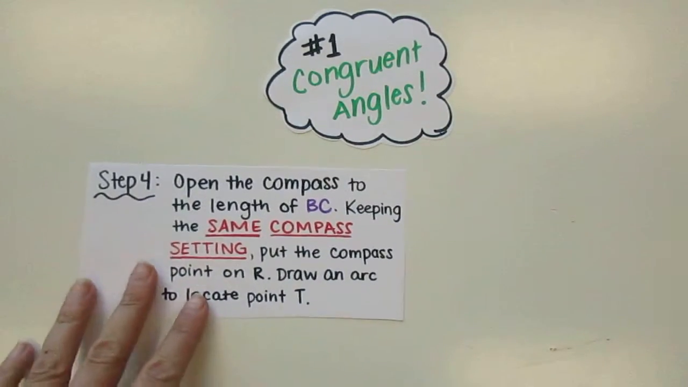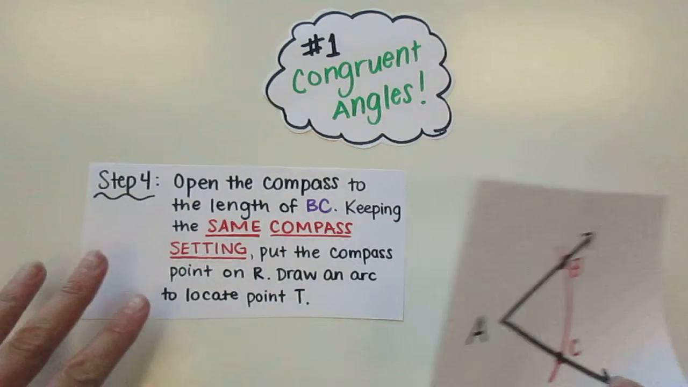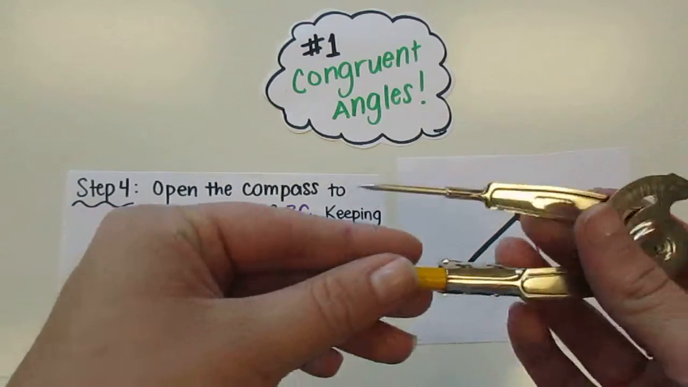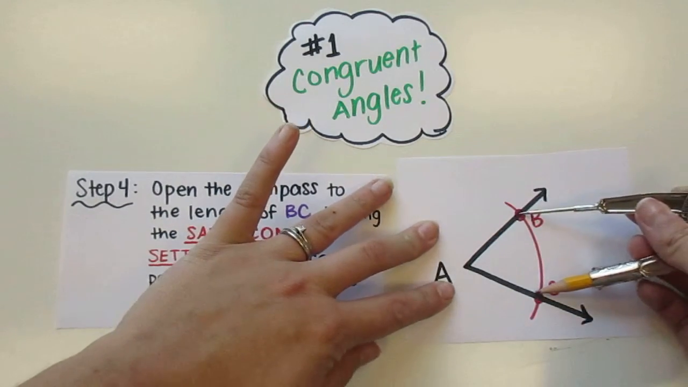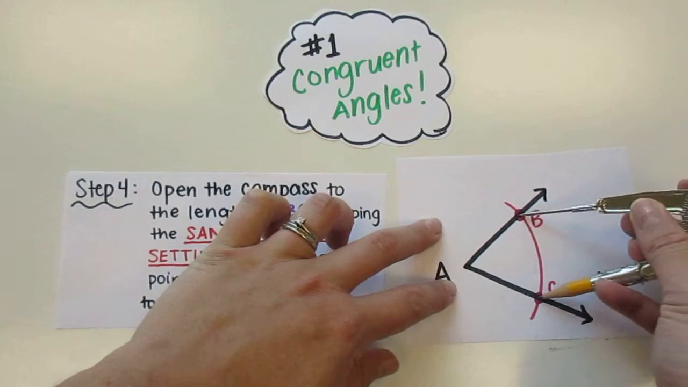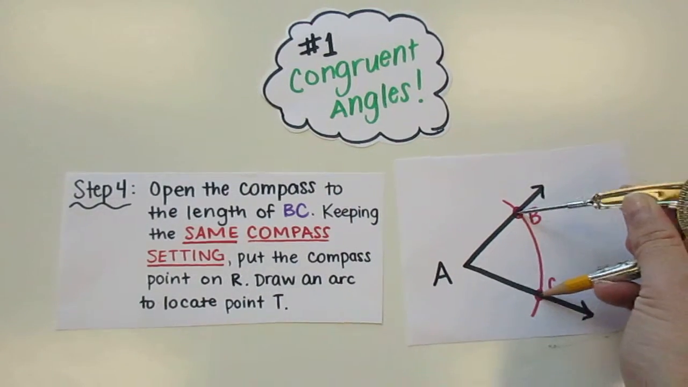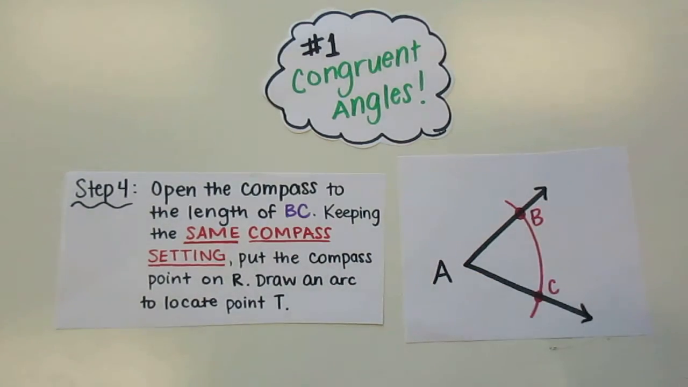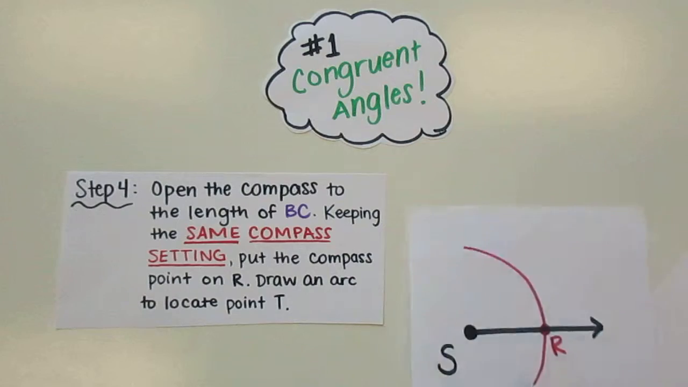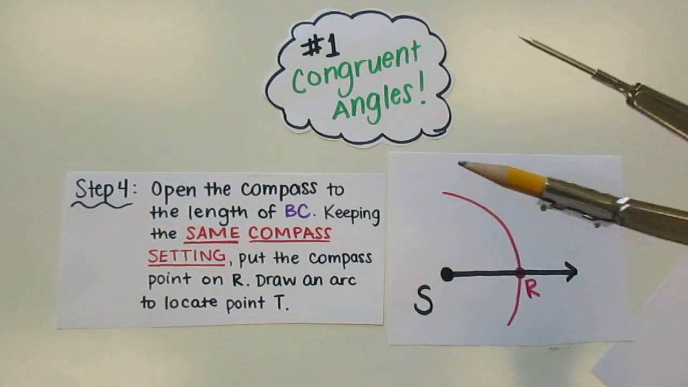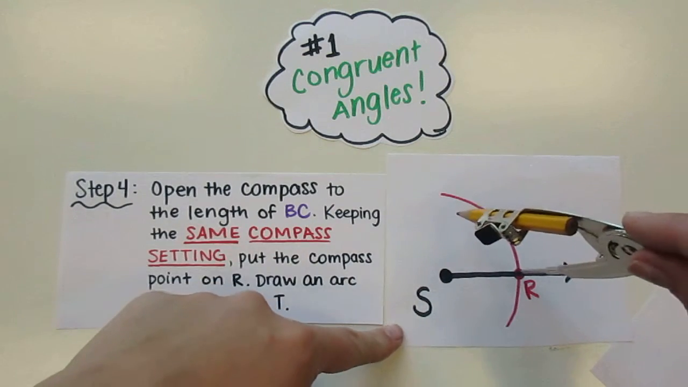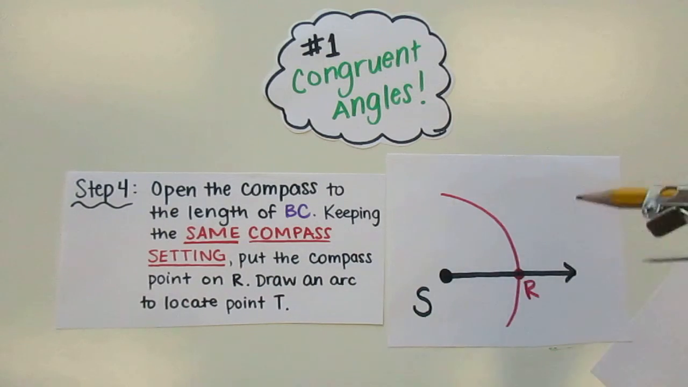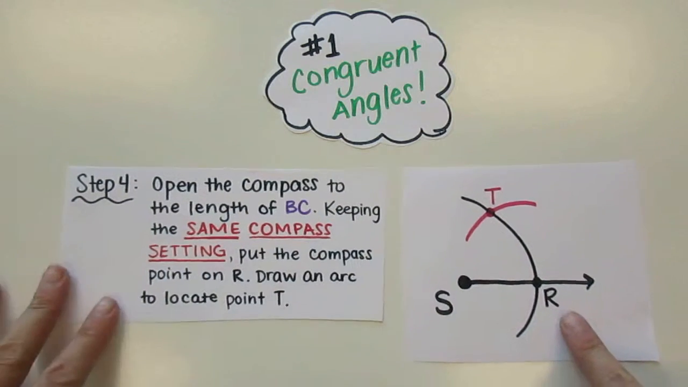Now, step 4. I need to look back at my angle. Open the compass to the length of BC. So I'm going to take my compass and put one point on one of the intersections and the pencil point on the other. So now my compass is open to the length of BC. And I'm going to put the compass point on R, using that same setting, and draw an arc so that it intersects the first arc that I made. And I'm going to locate that point as T, like that.